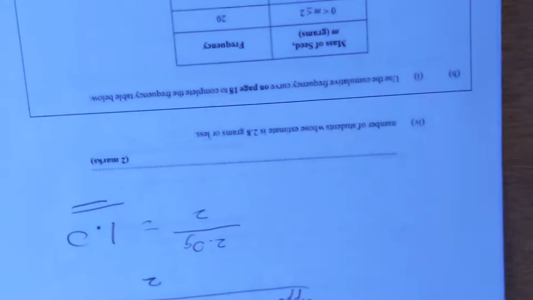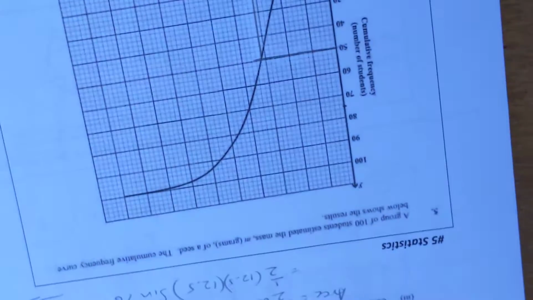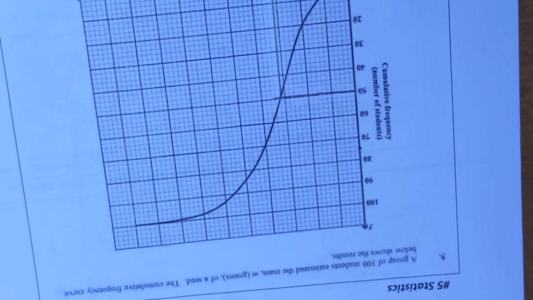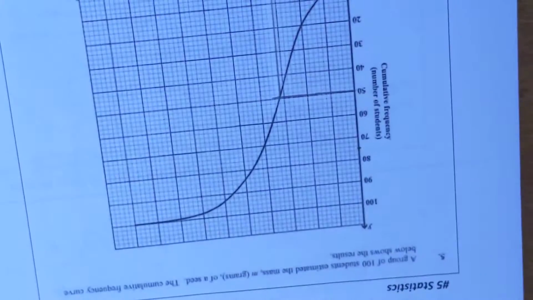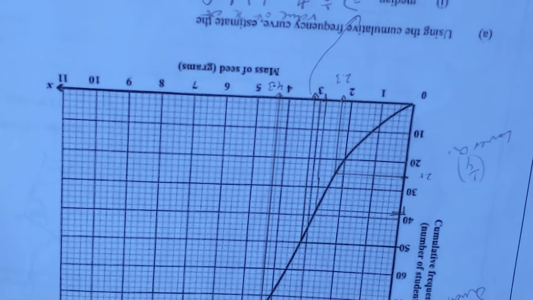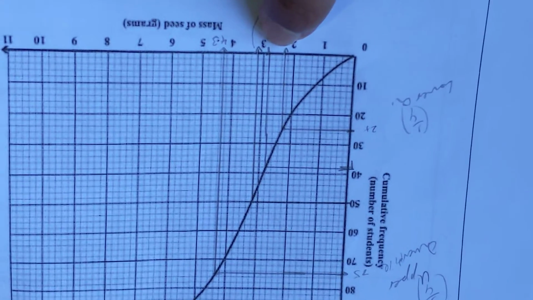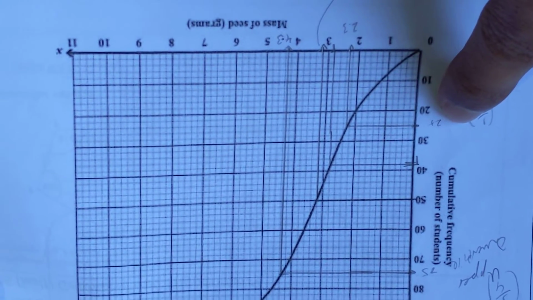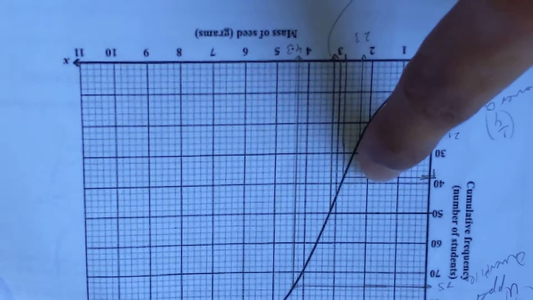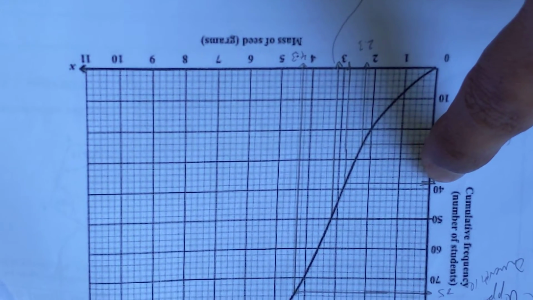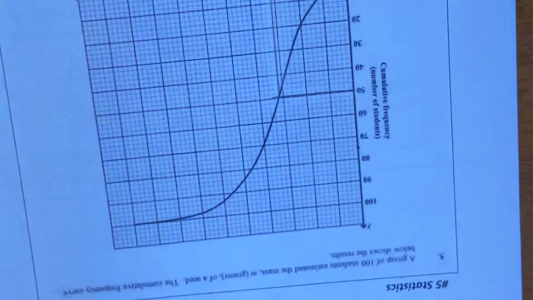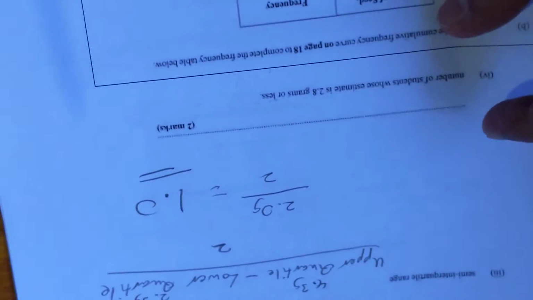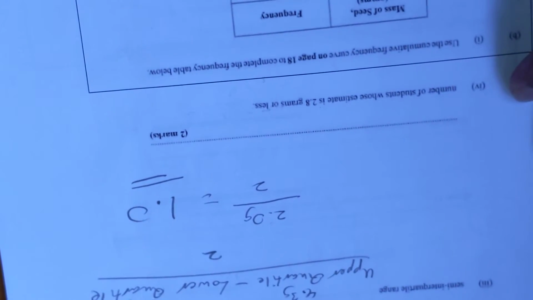Next part, the number of students whose estimate is 2 grams or less. So 2 grams or less means these are the grams. So I have to find 2 grams and extend my graph up. So again, I did it in my next sheet already. I find 2.8 grams. That's this line here, 2.8 grams, just before 3. When I extend it across, I got that number there, which is 1 block before 40, which is, since we counted in 2s, it will be 38 people.